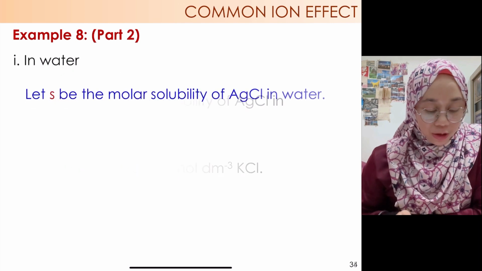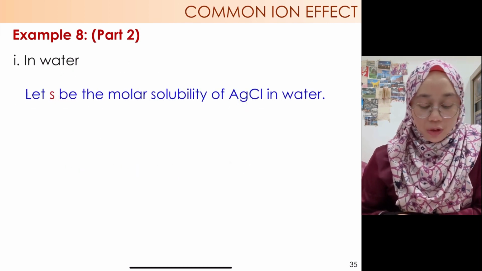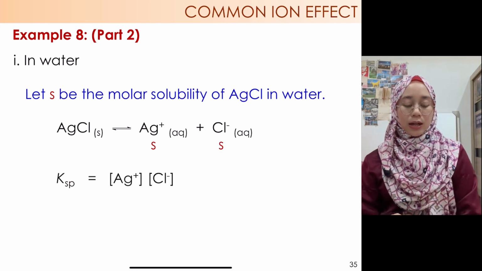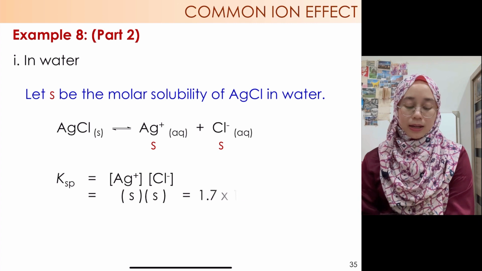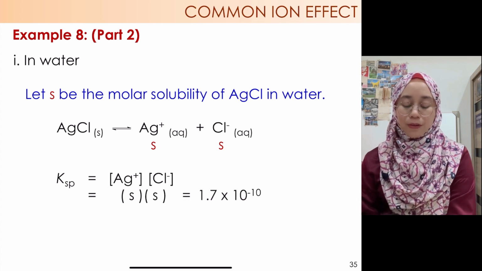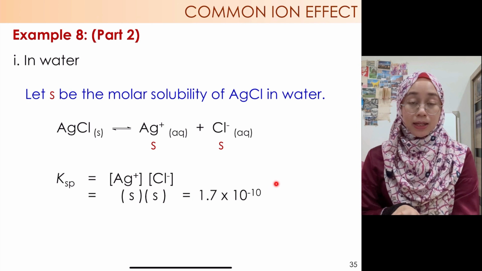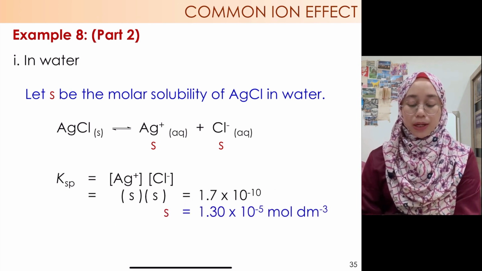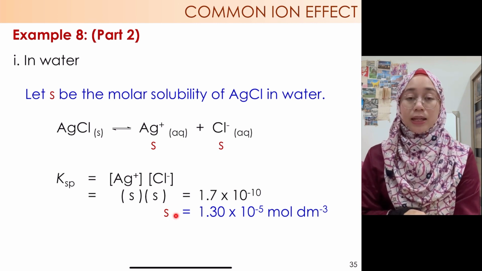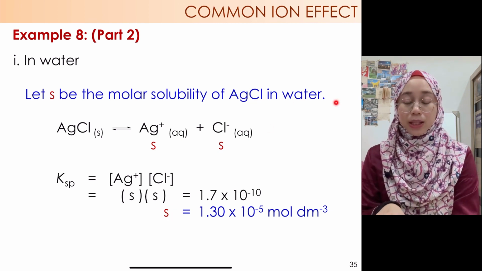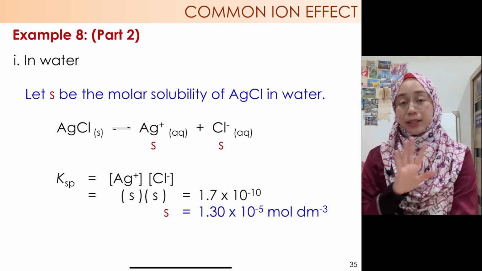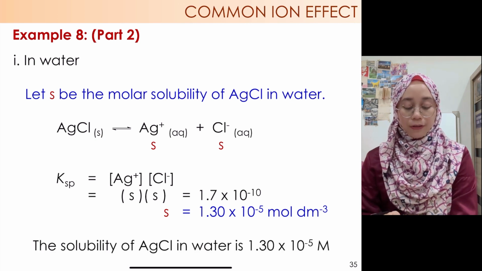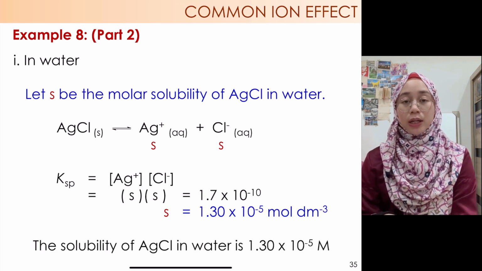Okay, so kalau kita tengok dulu dalam water, let S be the molar solubility of AgCl in water. So kita letak S dekat situ. Bila kita masukkan S dekat situ, which is equals to 1.7 × 10^-10, kita punya Ksp tadi, kita boleh cari the value of S, right? So S dekat sini adalah 1.3 × 10^-5. So S ni apa tadi kelas? S adalah molar solubility of AgCl in water. Settle dah question Roman 1 ni. So solubility of AgCl in water is 1.3 × 10^-5 molar.